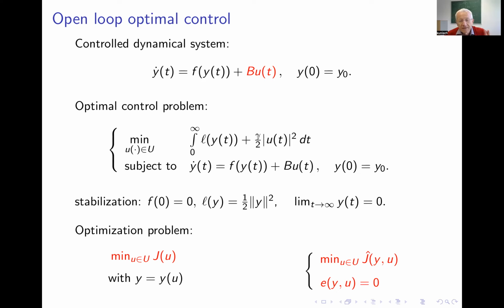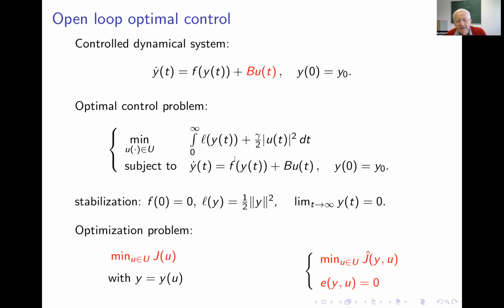One of the main topics in optimal control is really stabilization. You want to stabilize the trajectory to a steady state, which was normalized to be the origin here. So f at 0 is 0. L, you may think of it as just a quadratic cost. So the origin definitely is the solution, and we want to stabilize this system.